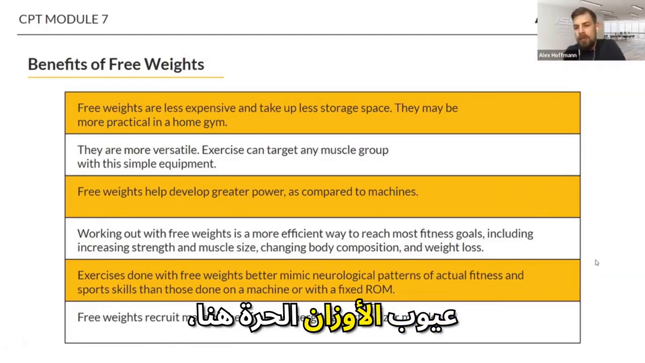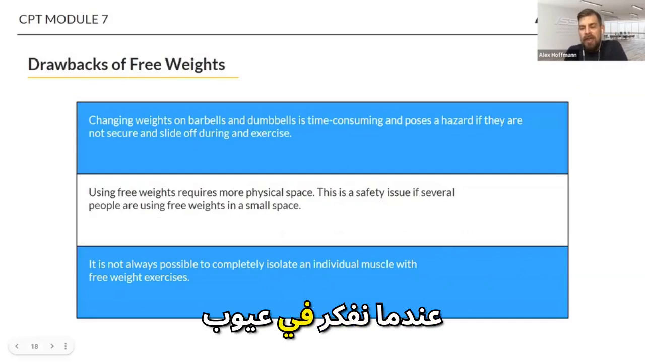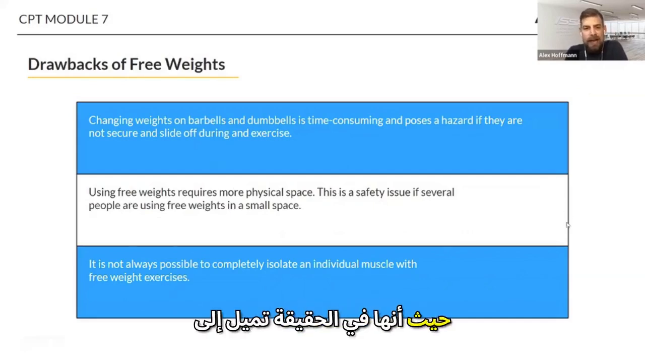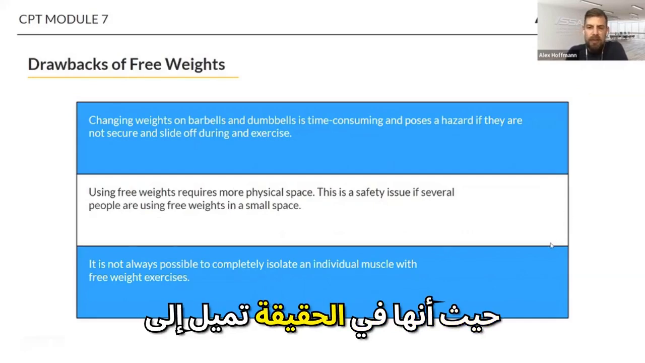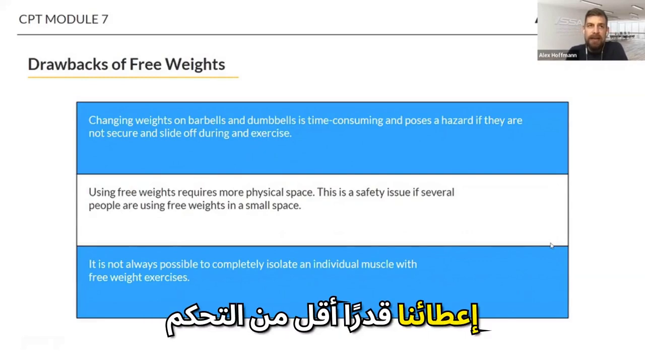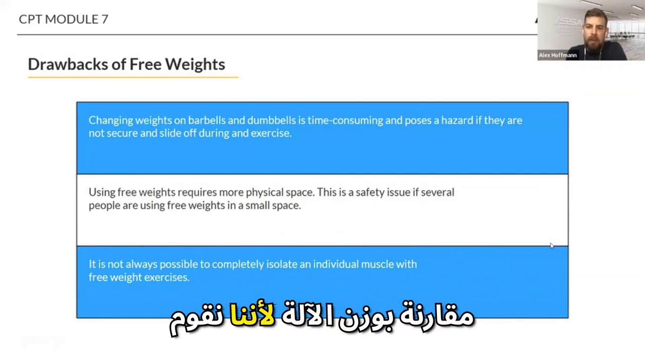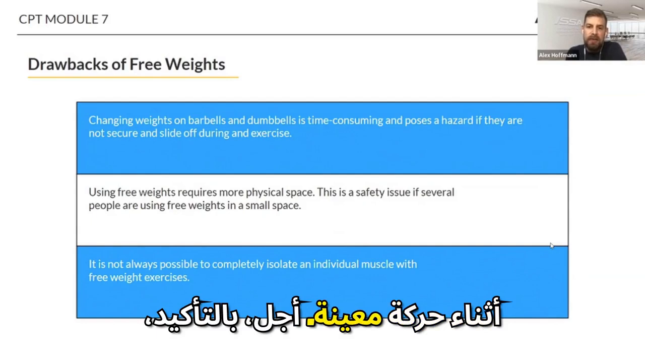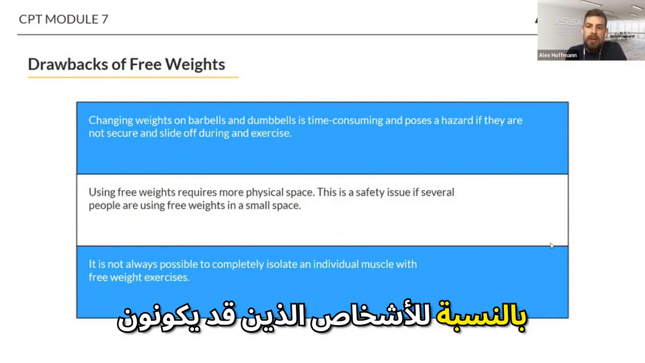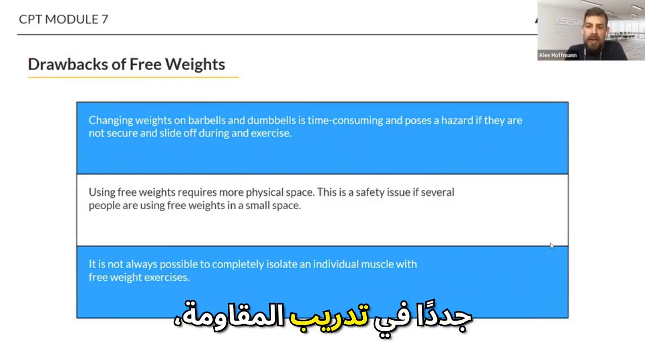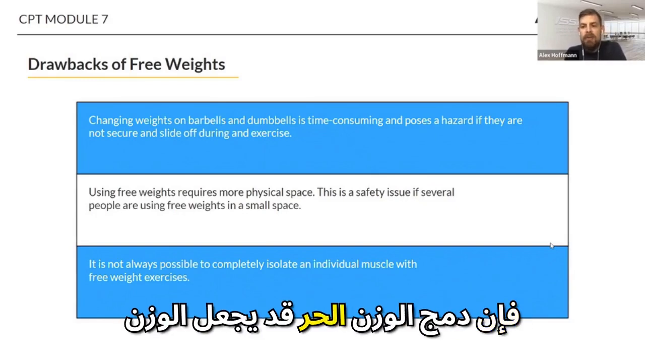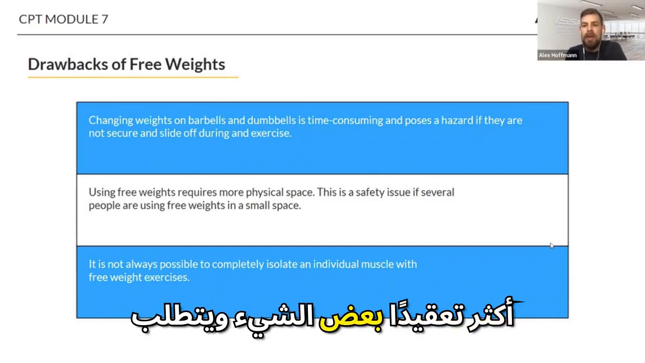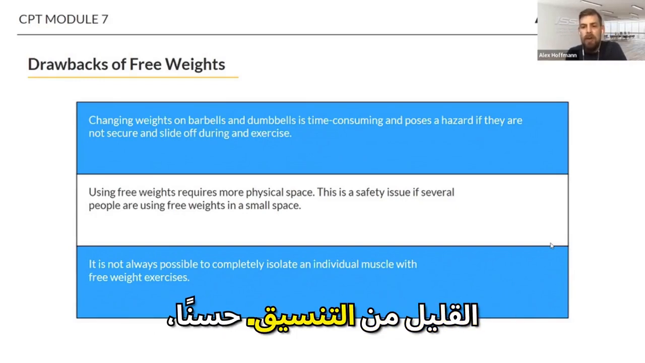Now, drawbacks of free weights here. When we think about the drawbacks of free weights, it's really that free weights tend to give us a little bit less control than a machine weight would, because we are recruiting more stabilizing muscles during a given movement. So for certain people who may be new to resistance training, incorporation of a free weight may make the weight a little bit more complex and require a little bit more coordination.